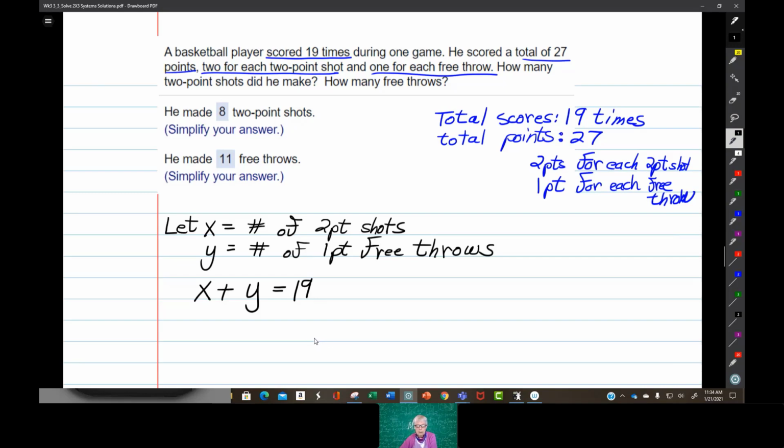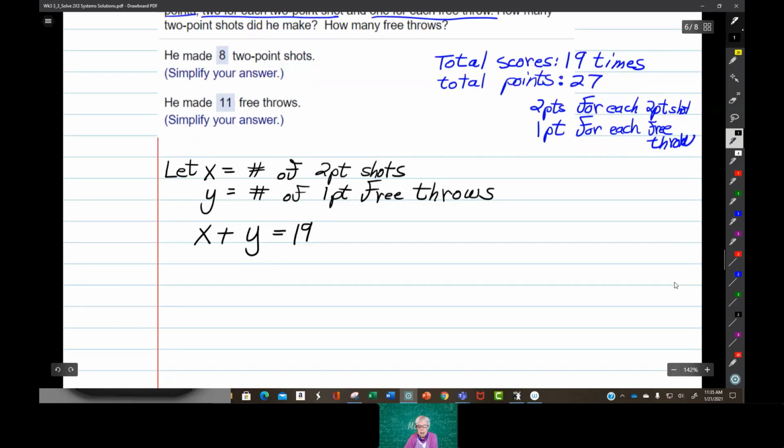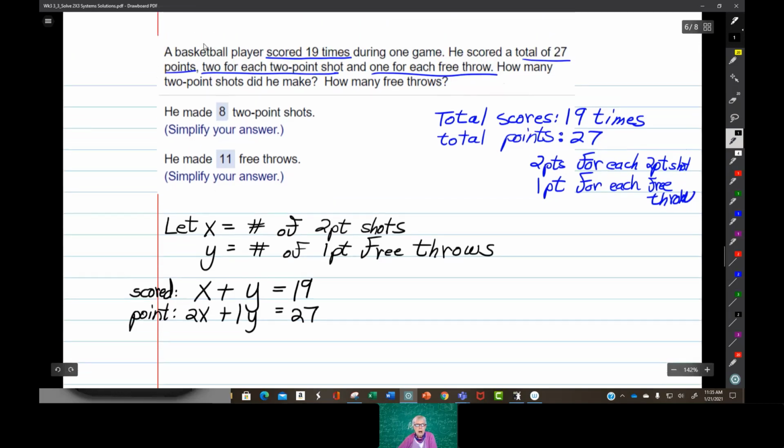I think I'm making it too hard. Now these are the scores, or the number of times he scored. And the total number of points, 2 for each of these, and 1 for each of these, equals 27. It's not that bad. But it's written in a way that's kind of confusing.